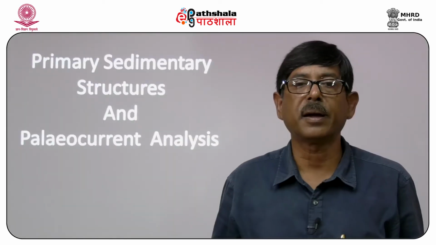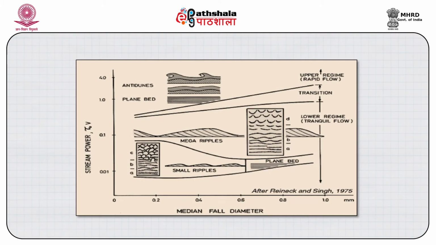Now see the diagram, this is the bed form stability diagram. The three major controlling factors for generation of different types of bed forms are mean velocity or stream power, grain size of the sediment and depth of the flow.